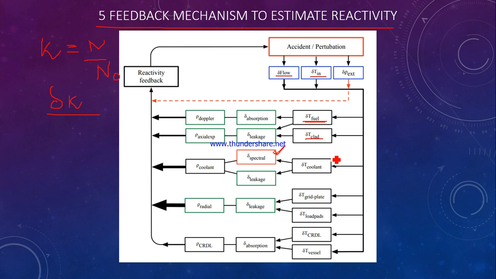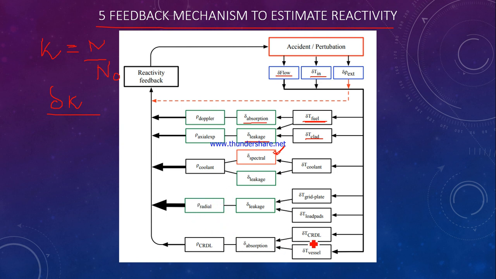So the change of neutron absorptions, leakage, the spectral neutron density, all these things will be estimated in this way. From the fuel delta T, here is the absorption; the leakage from the coolant delta T, spectral as well as leakage. From the grid plate and the load pad, it is also leakage, but this will be used to estimate the radial structural change, and from that we will estimate the change in reactivity due to radial structural change.